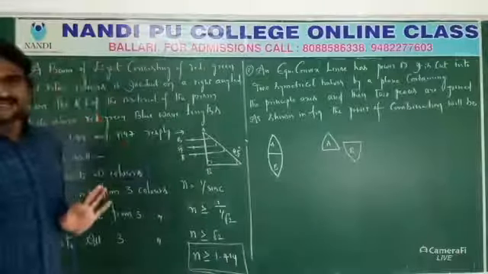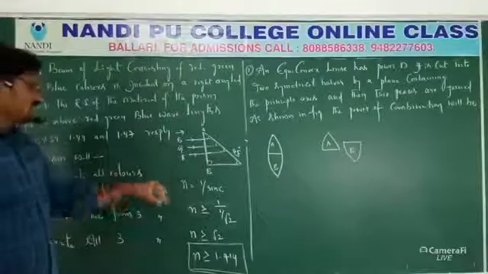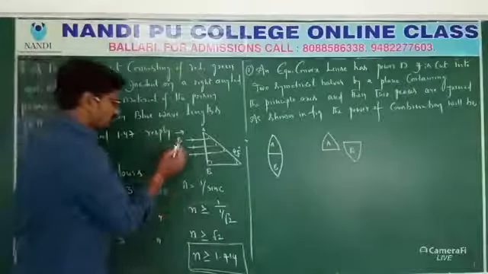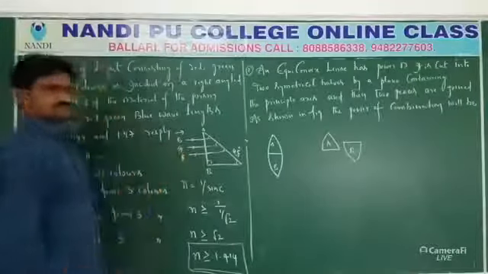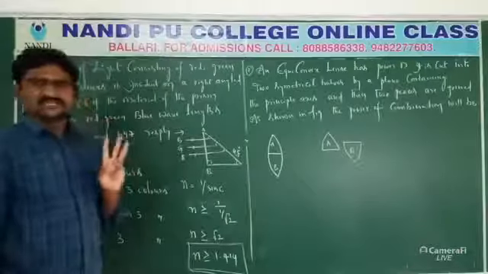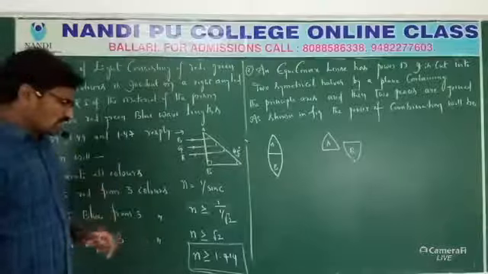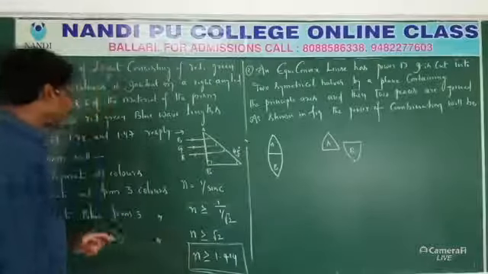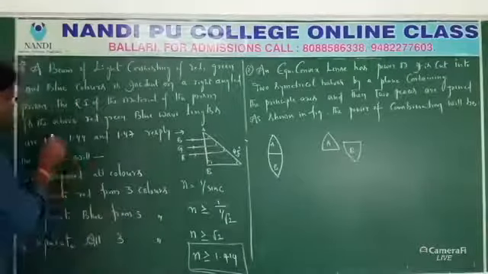This is the basic idea. So how many colors do we have? Blue color, green color, red color. We have a total of 3 colors. So what is the condition? N values they have given.